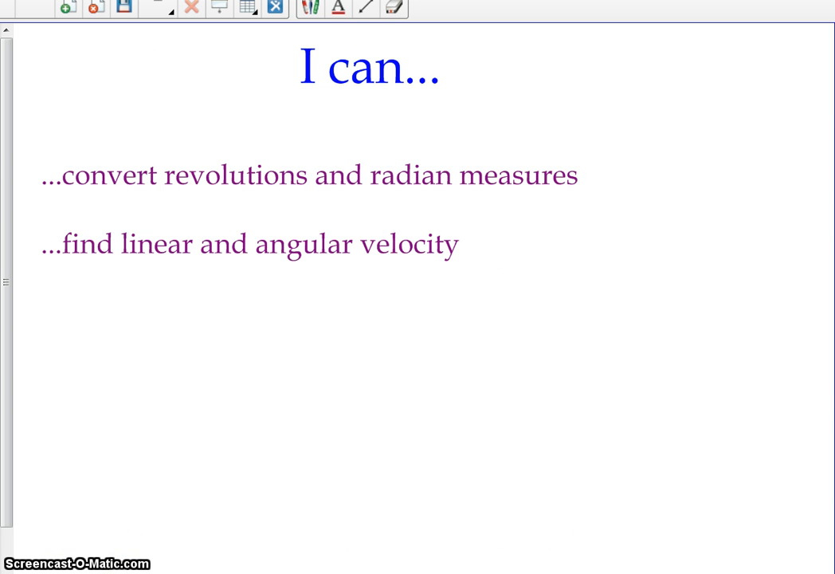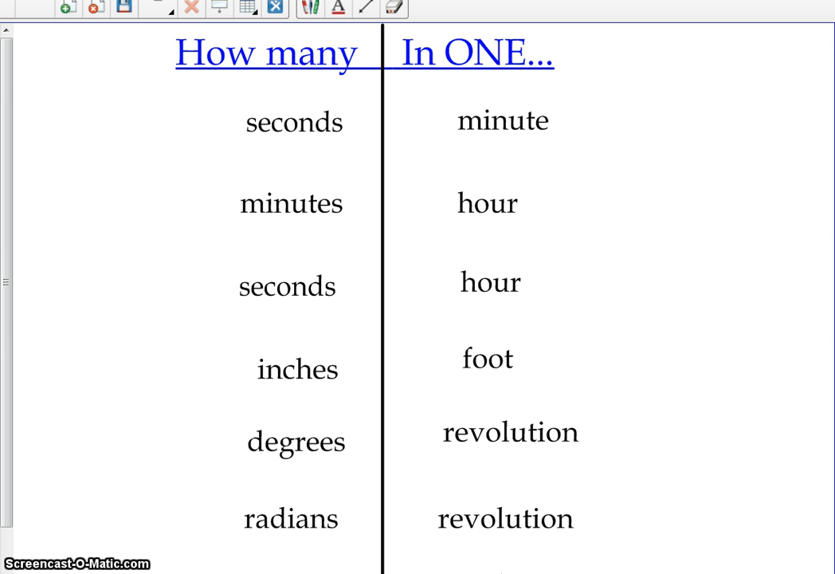Today, from this point, what we're looking at is converting revolutions and radian measures. And so we're going to be using revolutions. We're going to be talking about a bunch of different things. And then we're also going to talk about linear and angular velocity and some formulas for that. So let's just talk about this. We're doing some conversions. You do this a lot in science, but here we're going to be talking about our conversions.